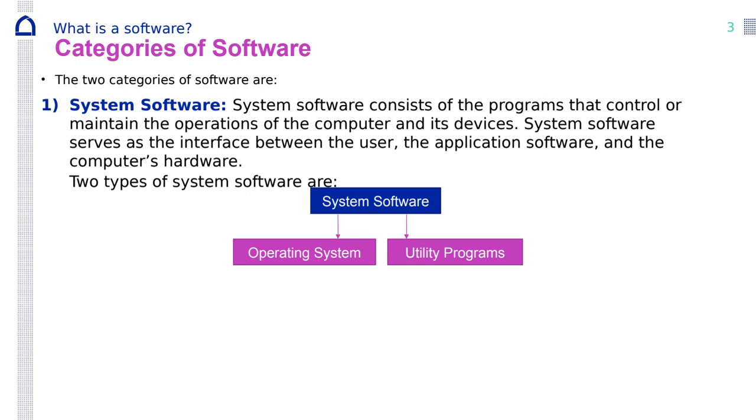The categories of software, we have system software, and the system software has operating system and utility program. What is system software? Consists of the programs that control or maintain the operations of the computer and its devices. Okay? It is the interface between the user and the application software and the computer hardware. That's how you deal with the keyboard or with the screen or with the printer.